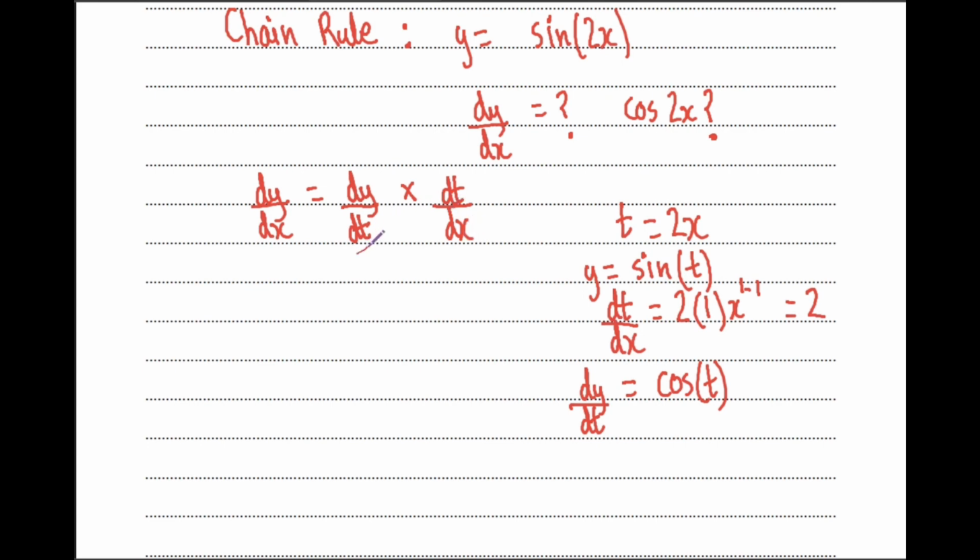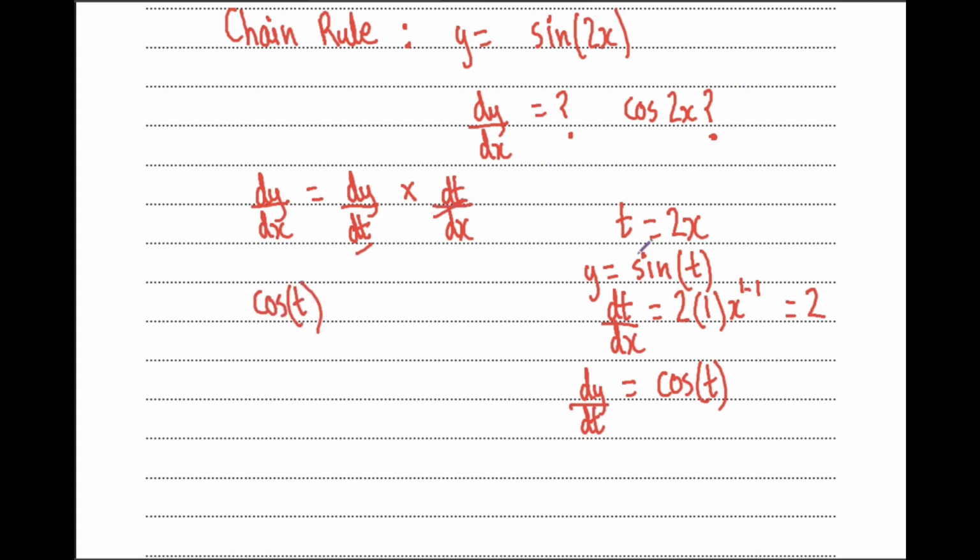What if you did that? Well, you can see the dt here would cancel out, right? And we would be left with dy divided by dx. Well, that's what we need. We need dy by dx. So let's try it. Let's try dy by dt. So dy by dt is cosine of t. We have that.